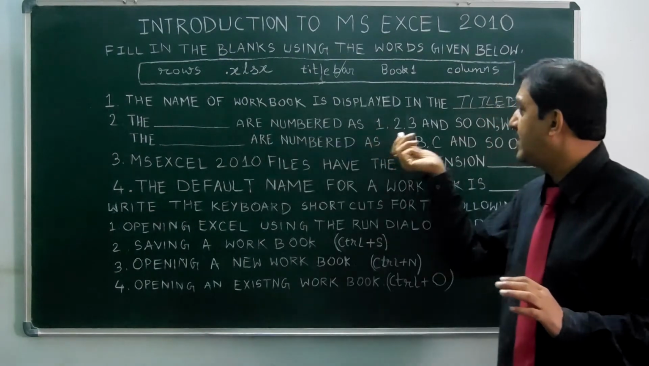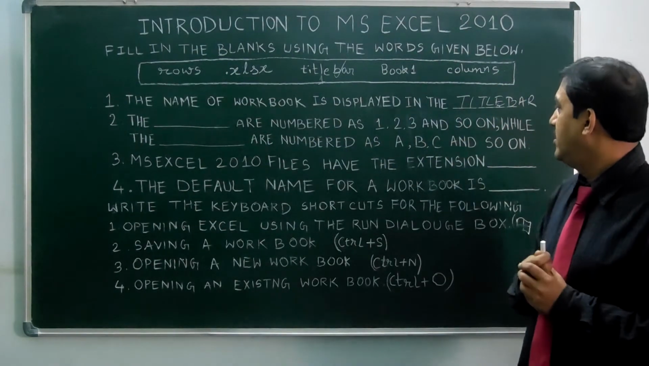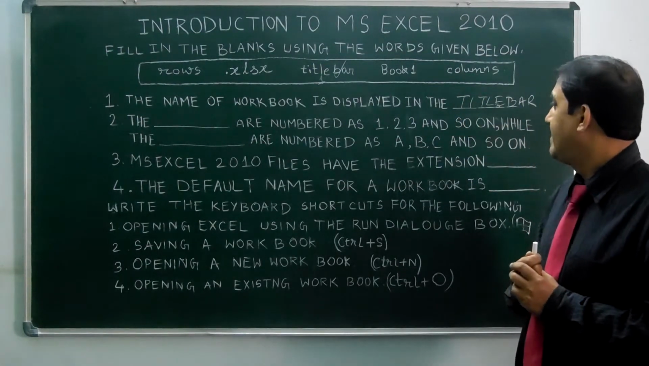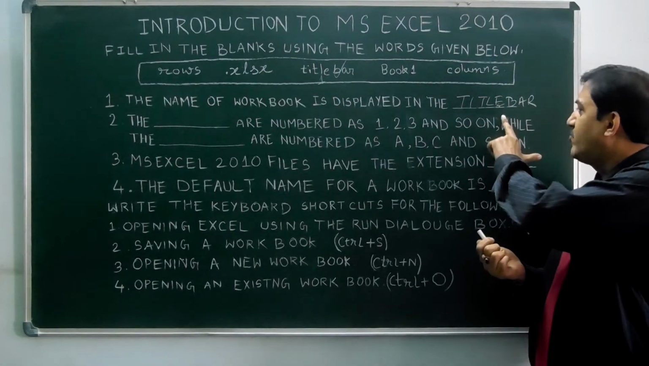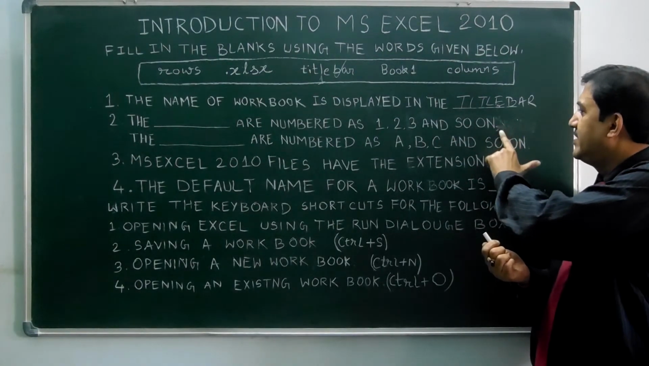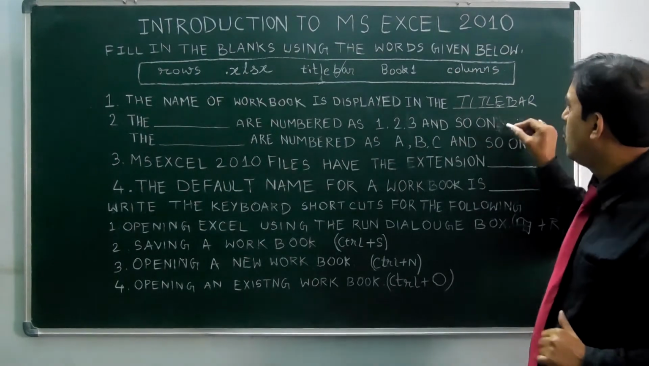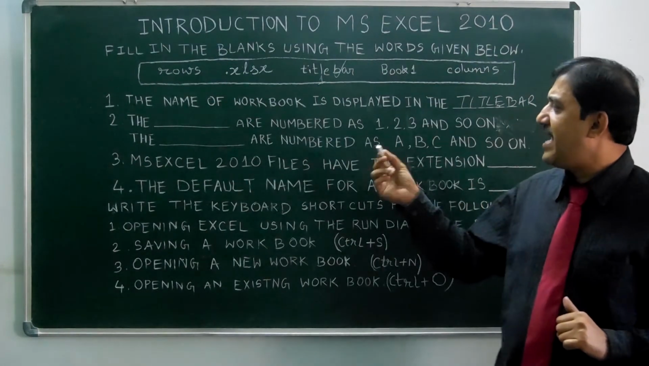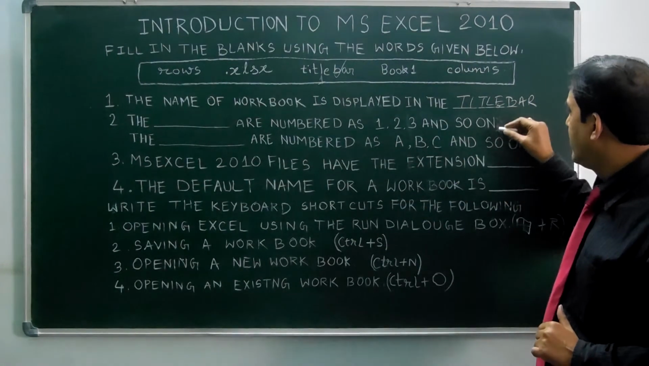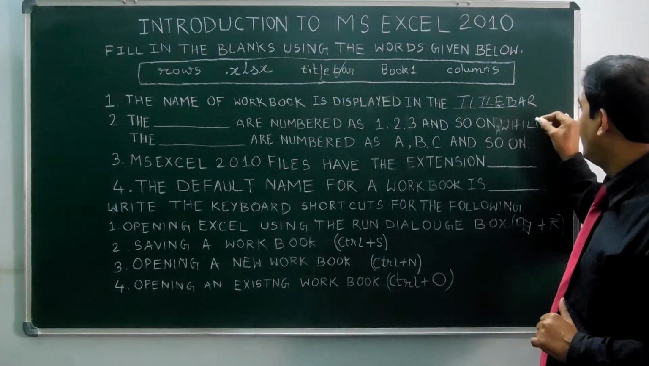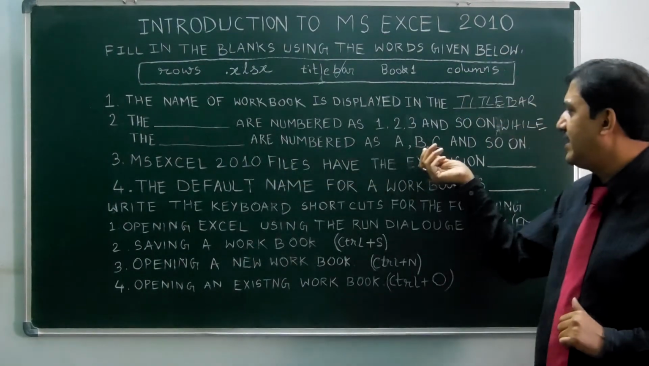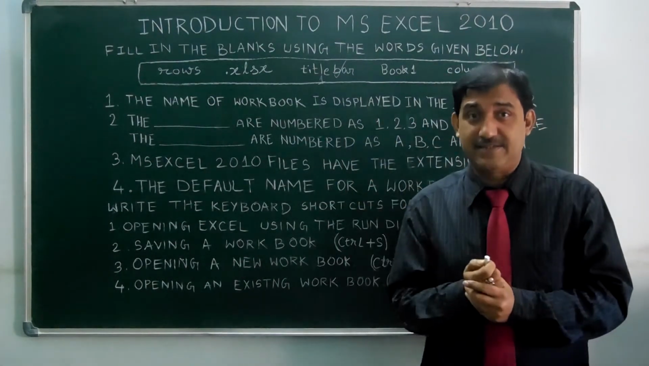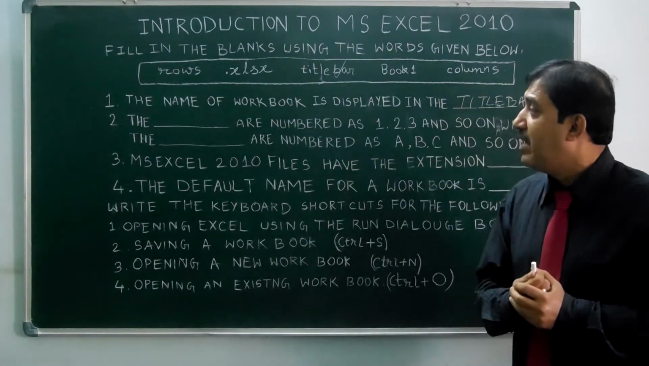The dash are numbered as 1, 2, 3, 4, and so on, while the dash are numbered as A, B, C. So there are two parts: one is the numbers 1, 2, 3, 4, and one is the alphabetical letters.